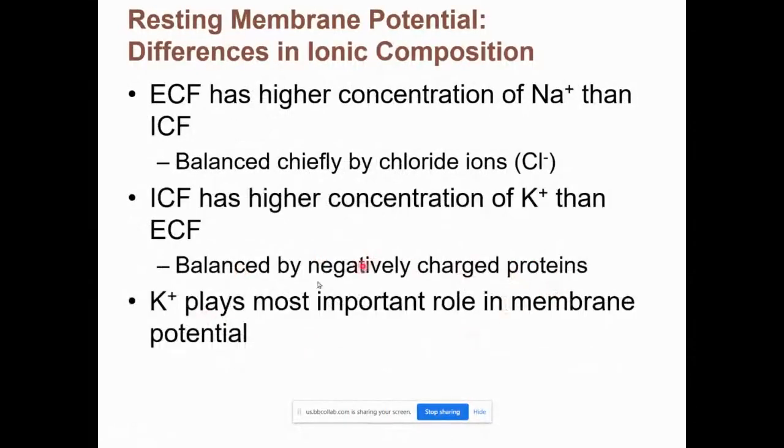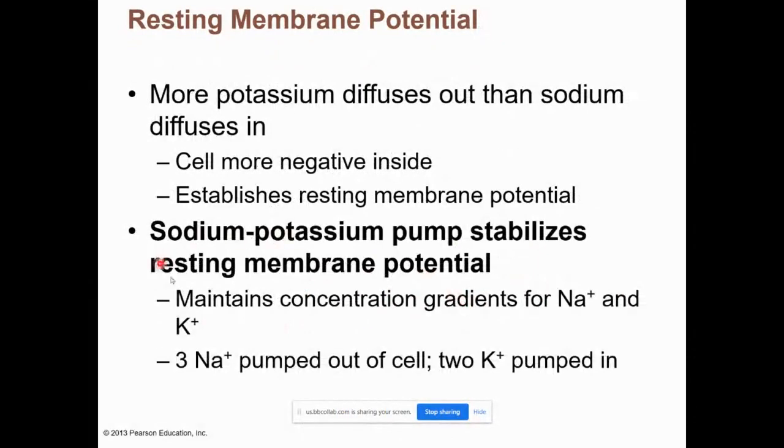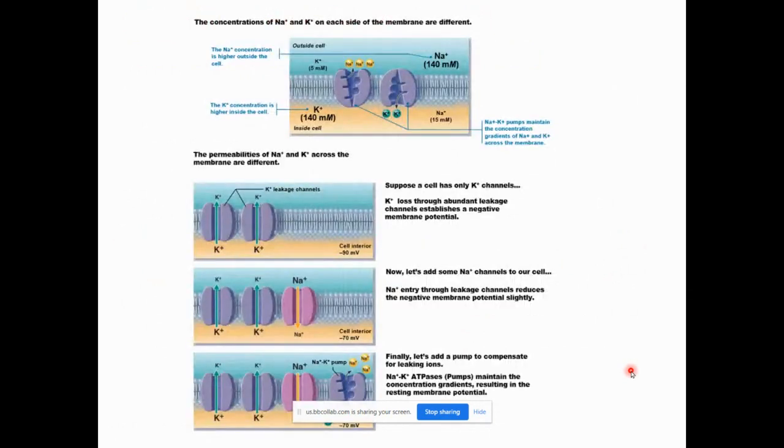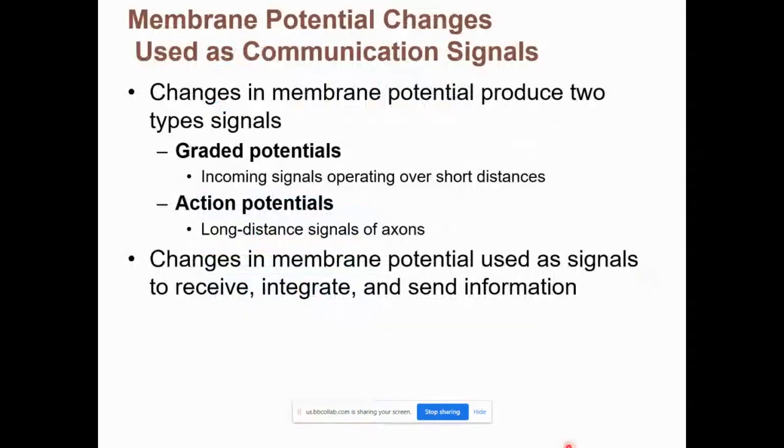And I know it says a bunch of stuff here, but the main reason why we get that positive and negative charge on either side is that sodium-potassium pump. 3 sodiums pumped out, but only 2 potassiums pumped in, and that creates a gradient. This is just the sodium-potassium pump. Don't worry about that too much there.